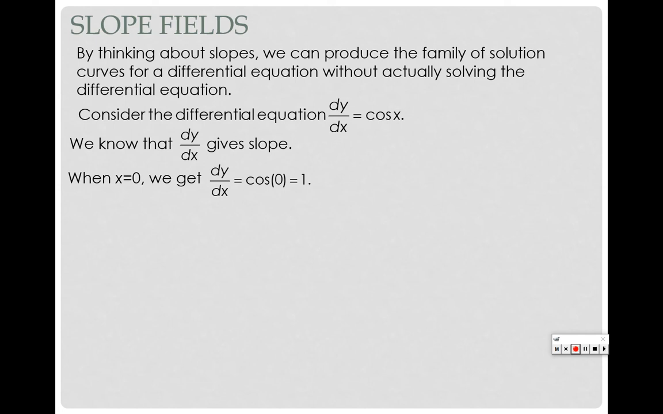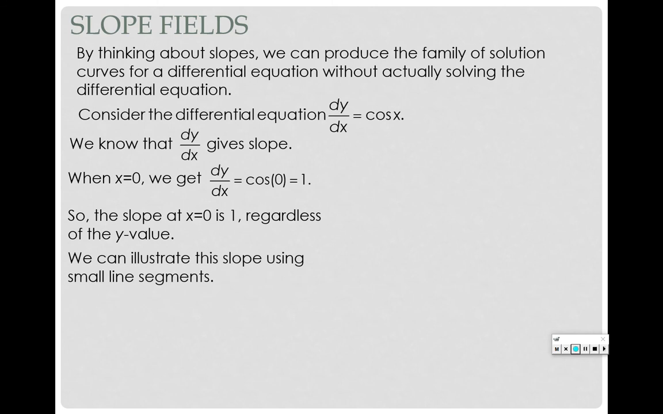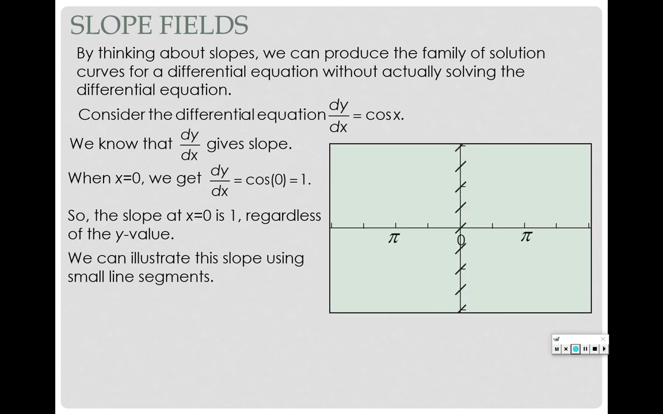We don't know what the antiderivative of cos is. We can't remember what it was. We can't figure it out. We could find the slope at x equals 0. So the slope at x equals 0 is 1 regardless of the y value. And we can illustrate this by doing small line segments. I don't know what the answer is, but I do know when x equals 0, the slope will always be 1. So if your x value is 0, you better go this way. It's like an arrow. Yeah?